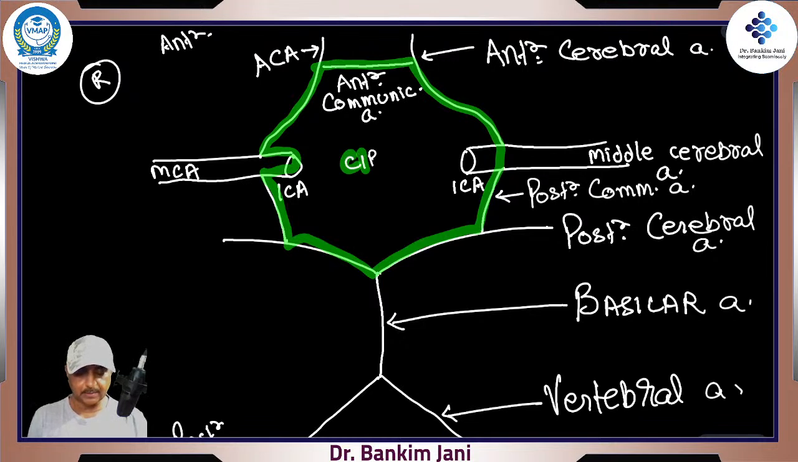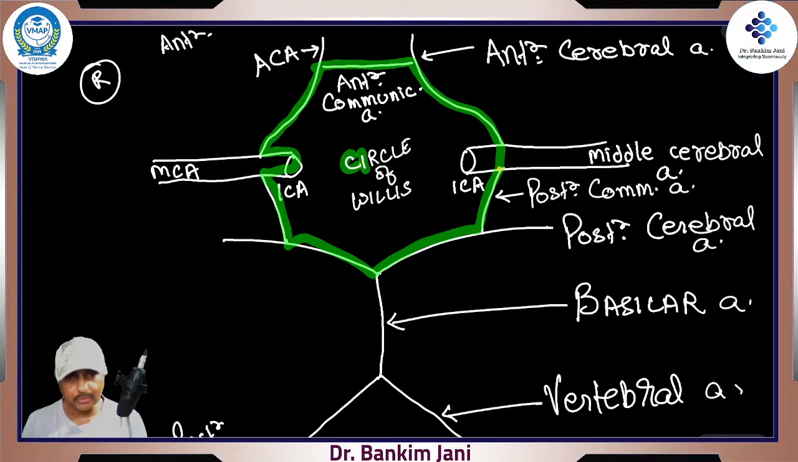This is the circle of Willis. Now let's add smaller details, because even those details are important, right? So we'll change the color. Say this middle cerebral artery and anterior cerebral artery, we said that they are the two major branches. This posterior communicating artery is a small branch.